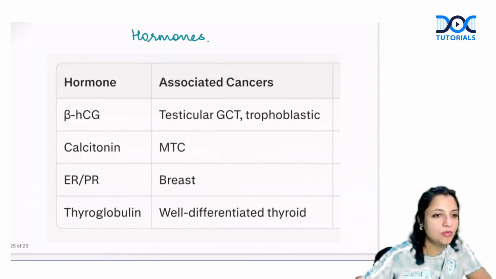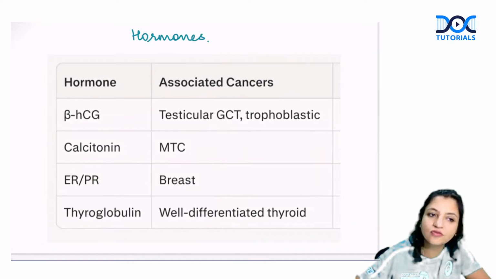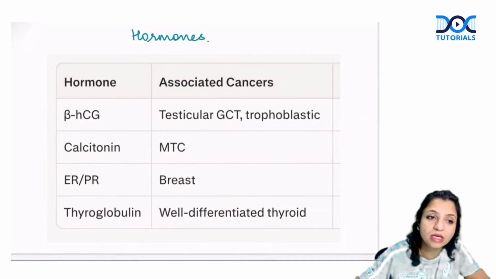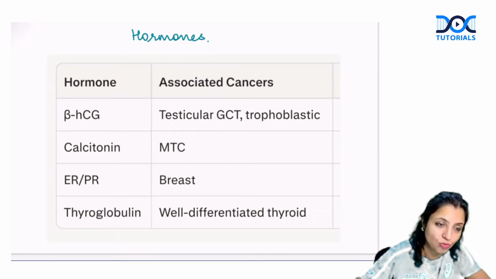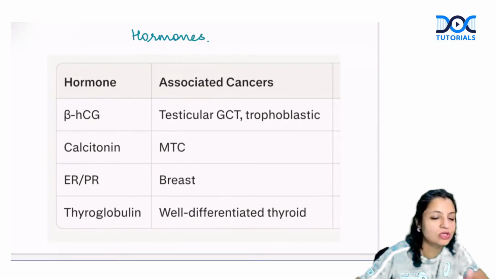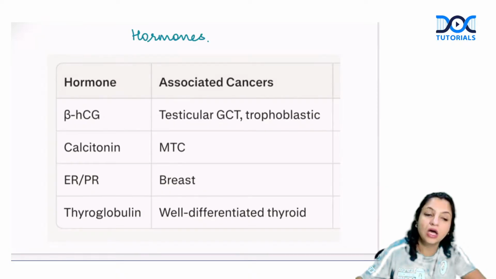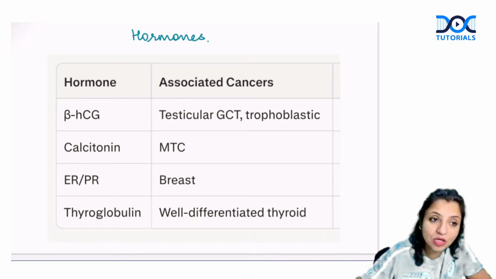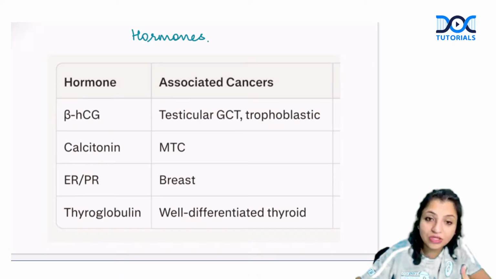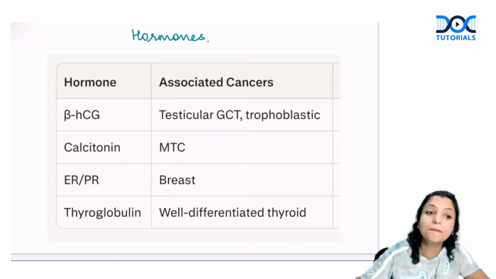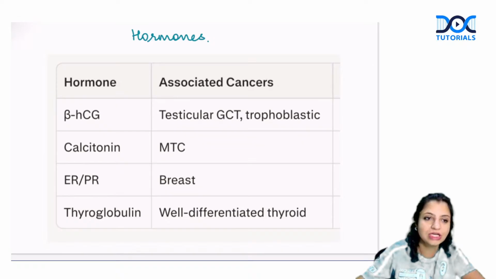Okay, now there are some hormones which also act as tumor markers. In this, you have to remember first beta HCG, which is very common in trophoblastic tumors like choriocarcinoma or testicular choriocarcinomas. So they are positive for HCG. Now remember, sometimes testicular seminomas can also show you HCG positivity. So that is another point that you have to be very clear. Now, calcitonin is another hormone which is very positive in medullary carcinomas of thyroid. Medullary carcinomas of thyroid produce amyloid and they are calcitonin positive. ER and PR are positive in breast cancer and thyroglobulins are very important in well-differentiated thyroid cancers.